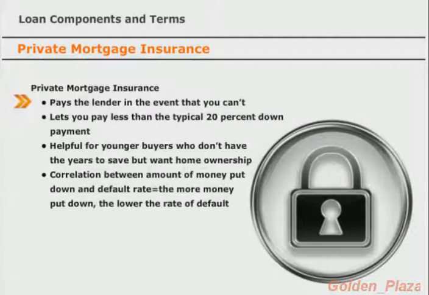Private mortgage insurance, or PMI, is insurance that pays the lender in the event that you can't. In other words, if you default on the loan, PMI is protection for the lender who is taking a greater risk with a borrower who has less equity.